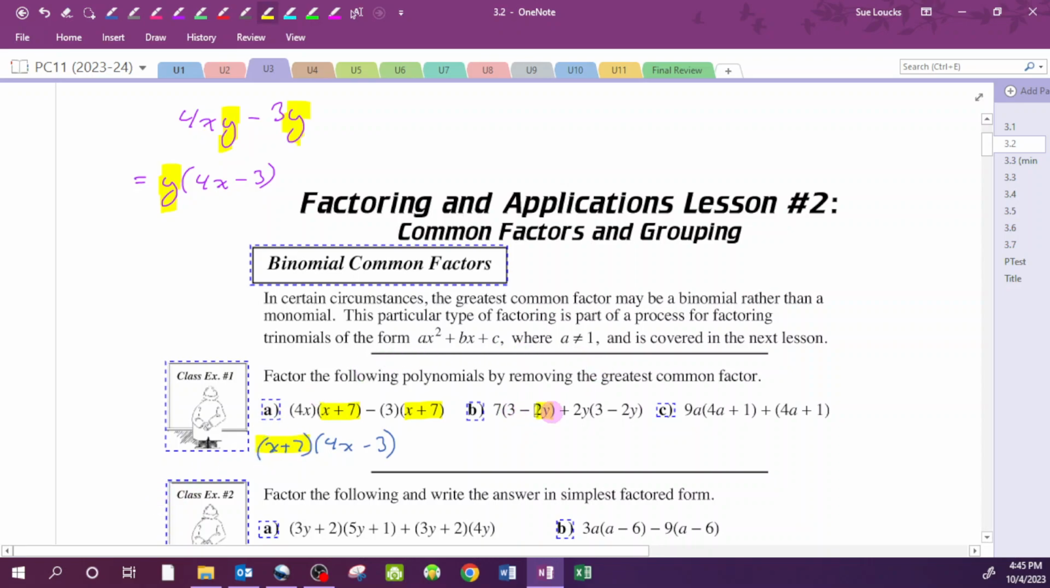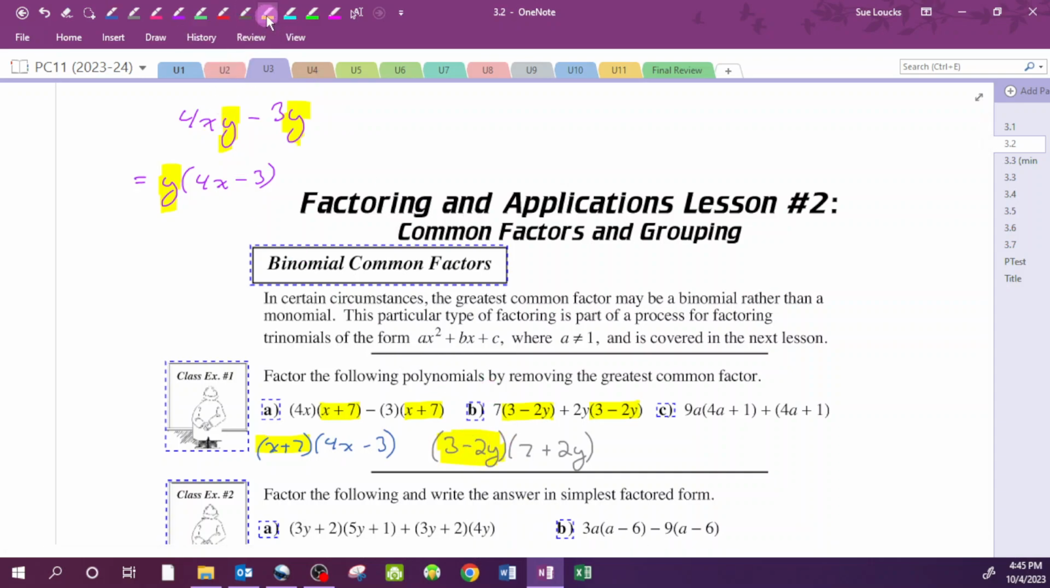And then in this one, I've got a common factor of 3 minus 2y. So when I factor this, I'm going to have 3 minus 2y. I have to put that in brackets, of course, and then times 7 plus 2y. That's what's left. I have to put it in brackets because if I didn't, it would be 3 minus 2y times 7 plus 2y, and that's not going to work. If I multiply that out, it's not going to get me what I started with.